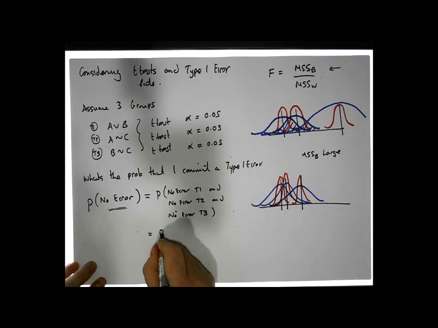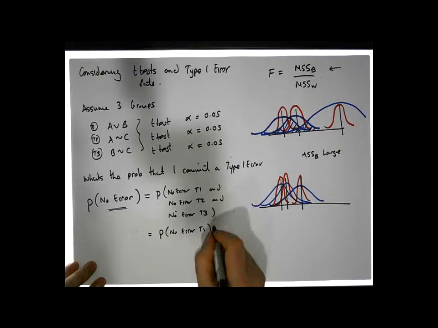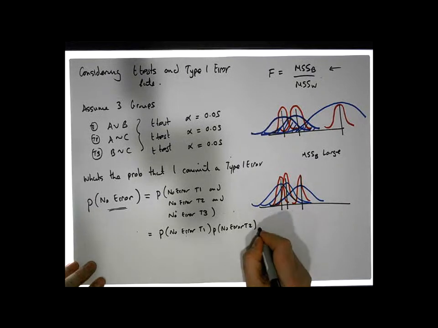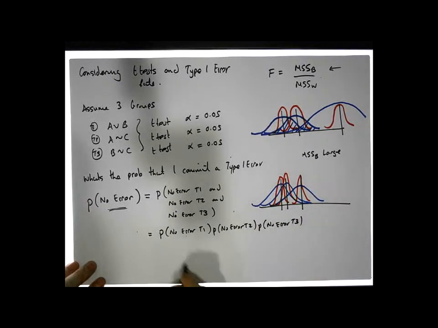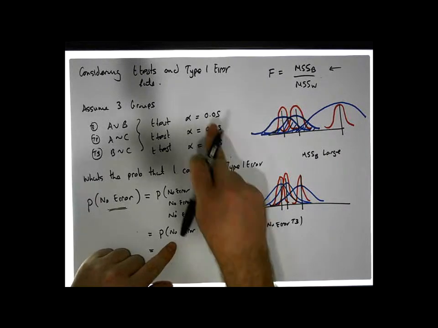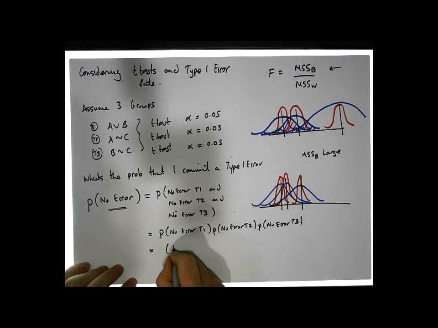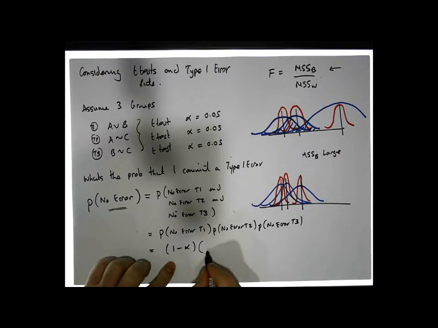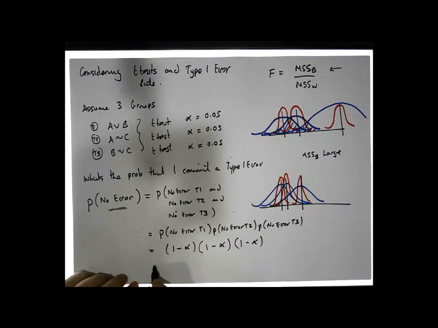So it's the probability of no error for T1 times the probability of no error for T2 times the probability of no error for T3. But hang on, the probability of committing an error is 5%, so the probability of no error must be 1 minus 0.05, or 1 minus alpha, whatever the alpha is. So each of these probabilities is 1 minus alpha, which is effectively (1 minus alpha) raised to the power of 3.